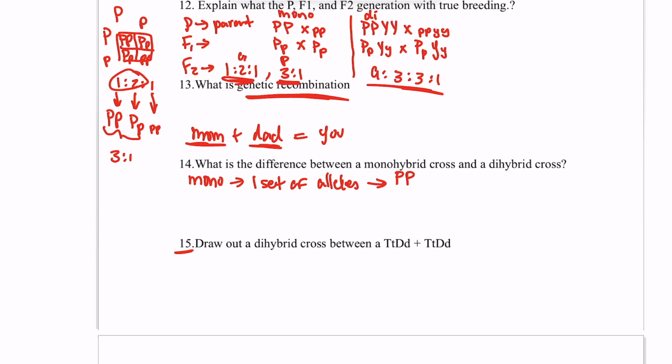And then dihybrid is dealing with two sets of alleles, or two traits, which would be like big P, big P, and big Y, big Y. So this is one set, this is another set. Two sets of your different alleles, and then one set of alleles, your monohybrid.